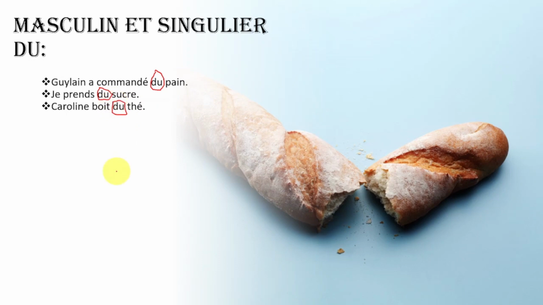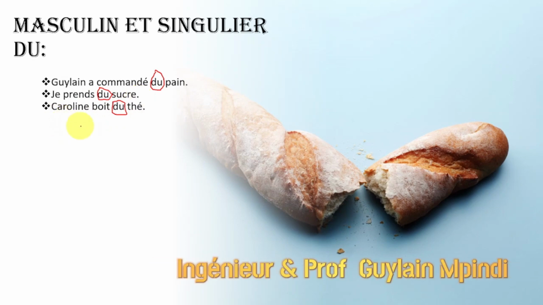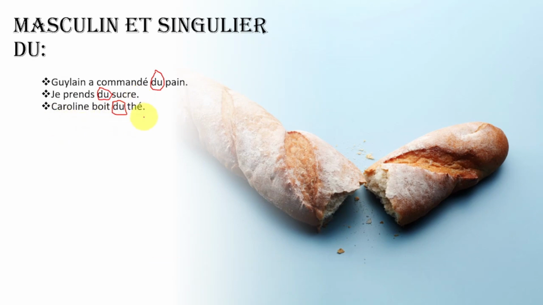Okay, I want some bread. Guylain wants some bread. Amy wants some bread. Amy needs a bread? No, Amy wants some bread. Okay, so Guylain a commandé du pain. Je prends du sucre. Caroline boit du thé. So you see, because the sucre, you don't count them. Sugar, we don't count sugar. One sugar, two sugar. No, we don't count them. Okay?